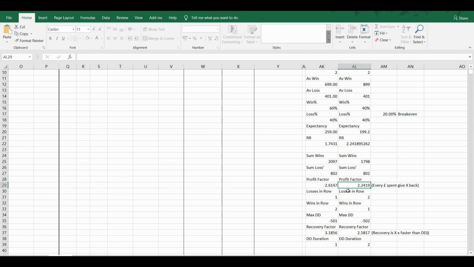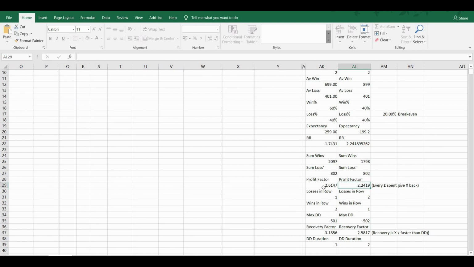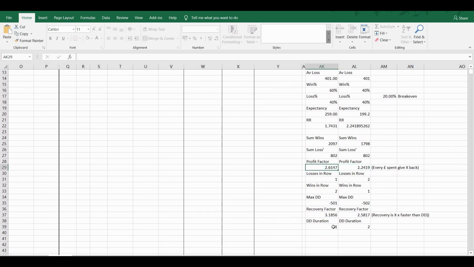£2.24 basically. It's a bit higher on the first target, which is why this is here for target 1, target 2. Is it worth you getting in and trying to take a second target, or is it worth you risking the full 1% rather than 0.5% per trade, and just going for that initial target rather than trying to get the 2 targets hit?